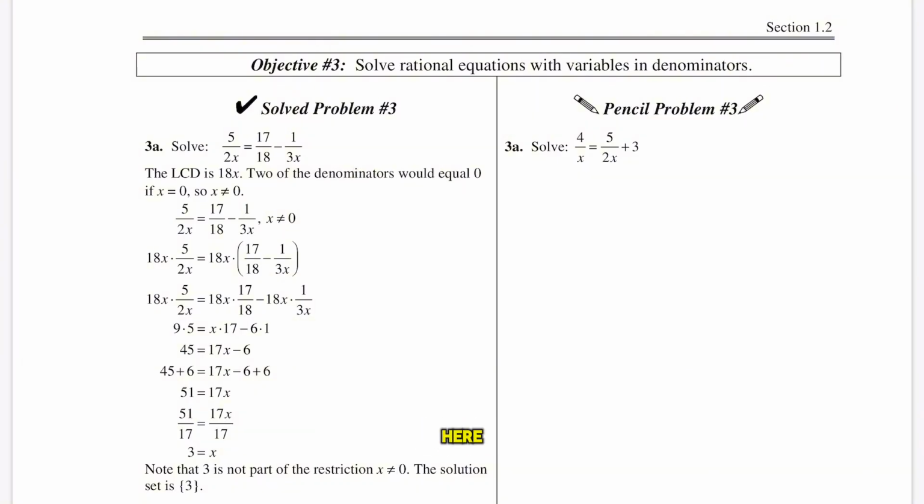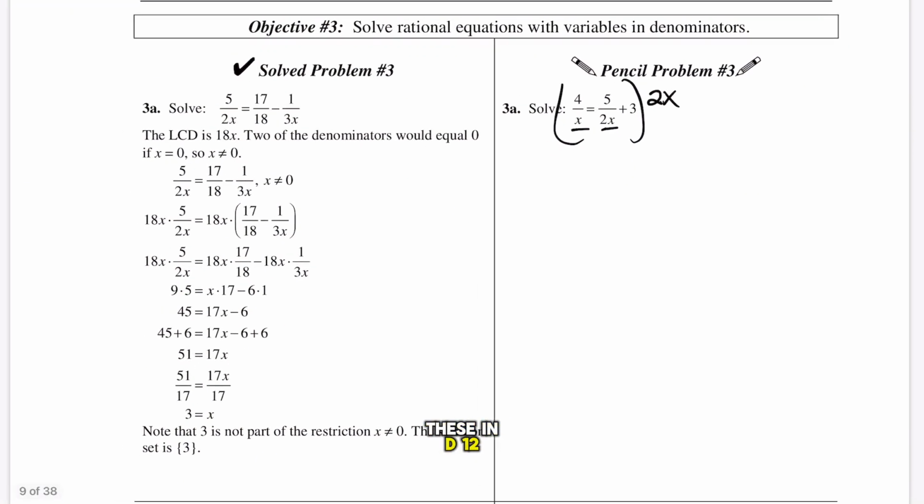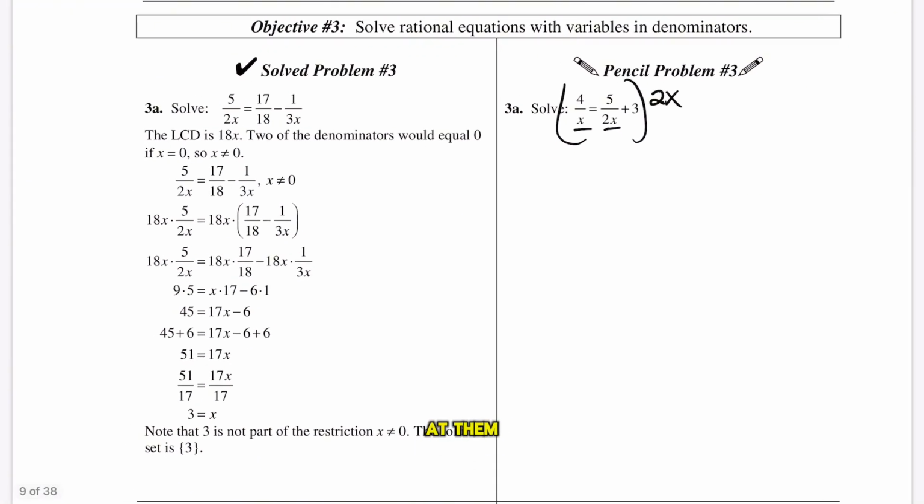Same thing for here. It's just that when you have variables in your denominator, you just need to do the same thing. So the common denominator would be 2x. And again, you have these in D2L, so you can look at them on your own, the example parts.